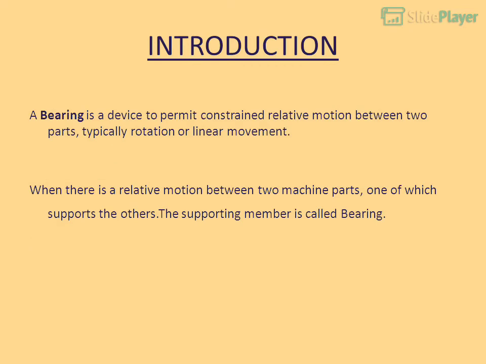Introduction. A bearing is a device to permit constrained relative motion between two parts, typically rotation or linear movement. When there is a relative motion between two machine parts, one of which supports the other, the supporting member is called a bearing.